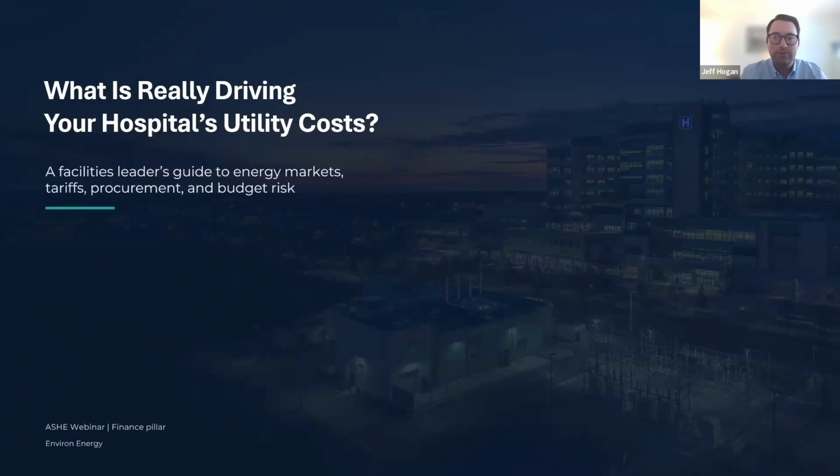In most hospitals, utility costs are large enough to matter, but complicated enough that they may be hard to explain. A higher bill may be caused by higher usage. It may also be caused by weather, demand charges, capacity costs, utility delivery rates, the structure of your supply contracts, or possibly a budget assumption that was not accurate in the first place.